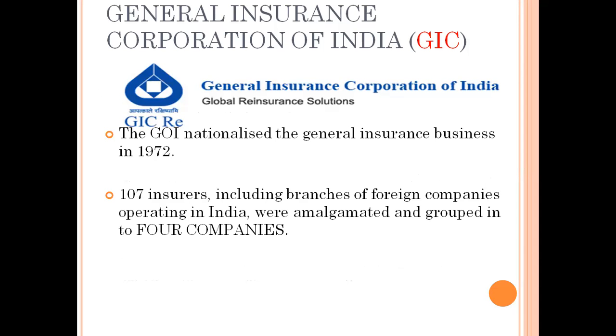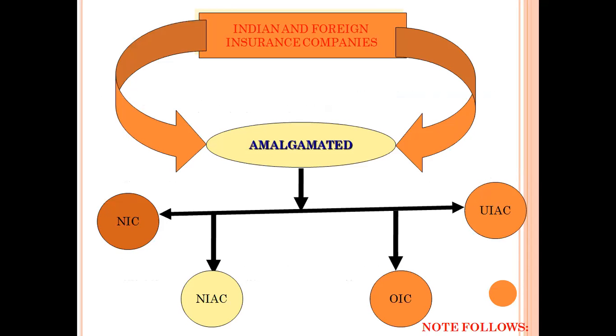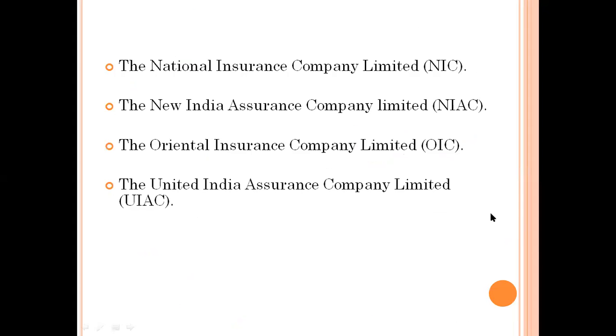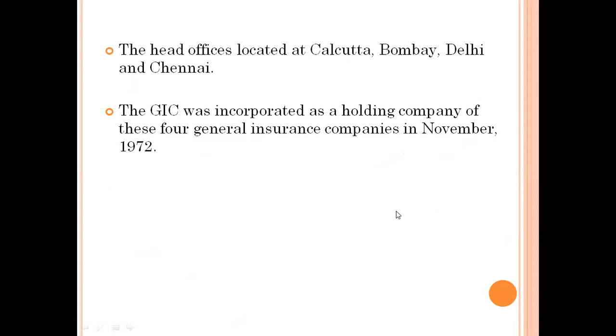Next is the General Insurance Corporation of India. It was nationalized in the year 1972, and already we know that there were 107 insurance companies, Indian and foreign, grouped into four companies. So Indian and foreign insurance companies were amalgamated, and four new companies were established: the National Insurance Company Limited, the New India Insurance Company Limited, the Oriental Insurance Company Limited, and the United India Insurance Company Limited. These head offices are located at Kolkata, Bombay, Delhi, and Chennai.